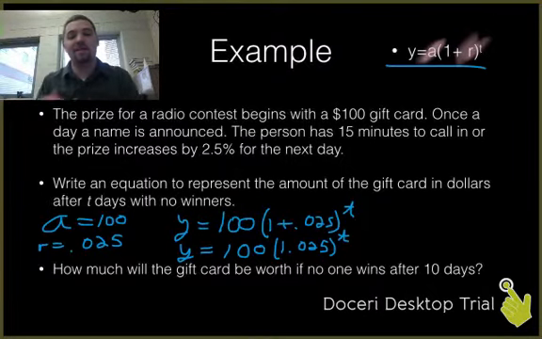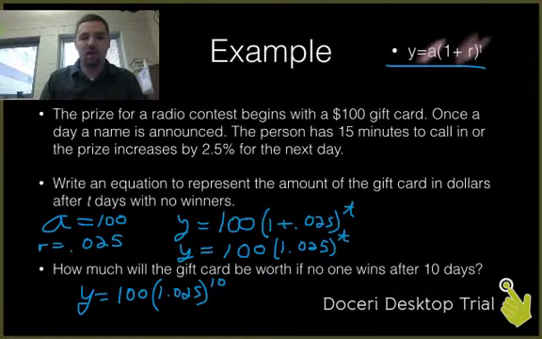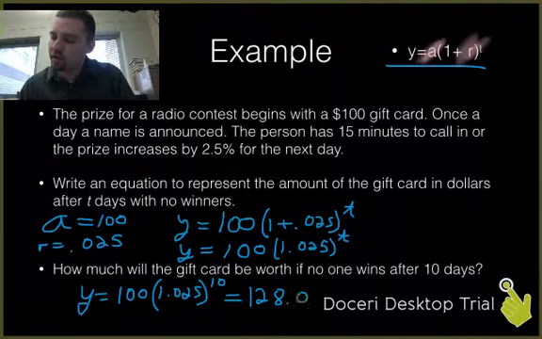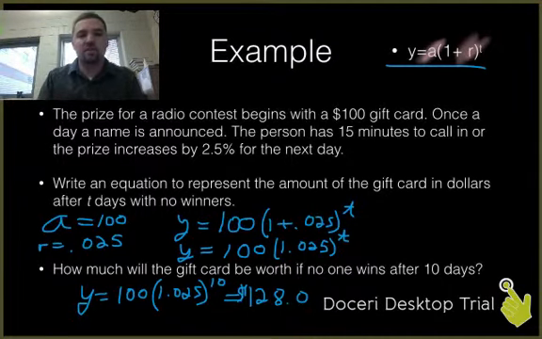What this does is if I plug in a T, like 6 days, that will tell me how much the prize is going to be worth after 6 days. So in this next example, how much will the gift card be worth if no one wins after 10 days? That's just what is Y when T equals 10. If we plug this in, Y equals 100 times 1.025 to the 10th power. If you plug that into your calculator, I believe you get $128. So if no one wins after 10 days, that prize is going to be worth $128 to the next person that calls in.